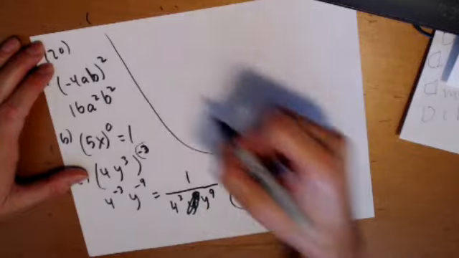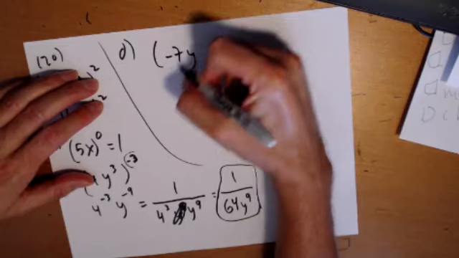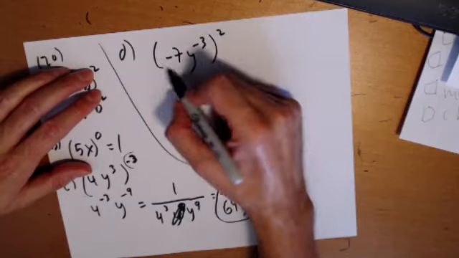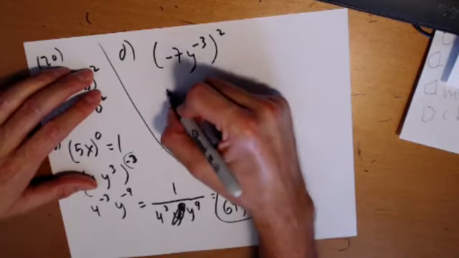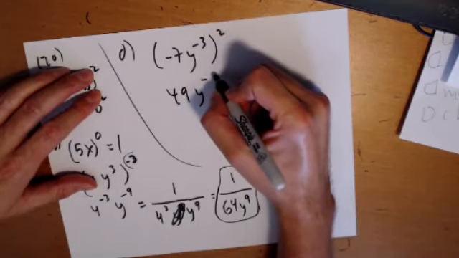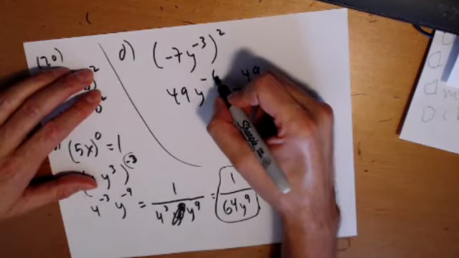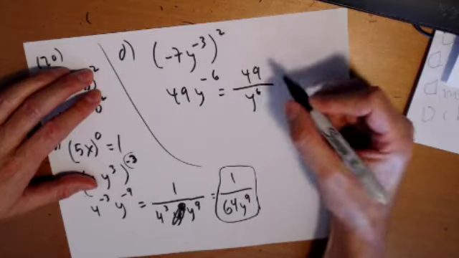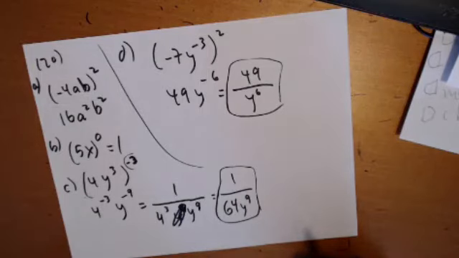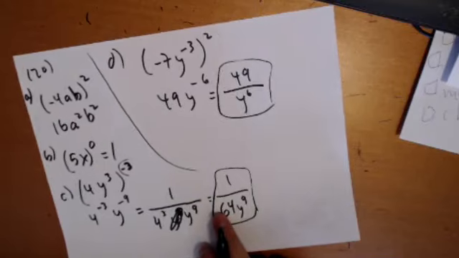120d. Negative 7 y to the negative 3, all to the 2. Okay, so negative 7 is getting squared. Negative 7 times negative 7 is 49. And y to the negative 3, so multiply that. y to the negative 6. 49 is just sitting there. And y to the negative 6 upstairs comes downstairs, becomes y to the positive 6. Aha. Okay, that was 120.